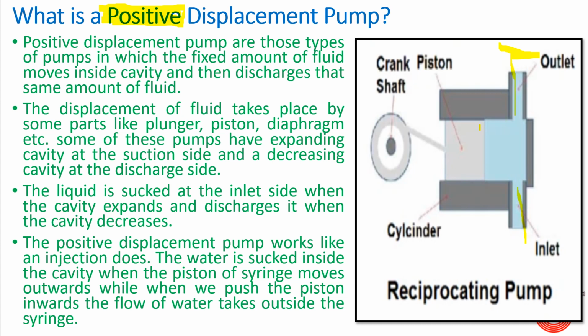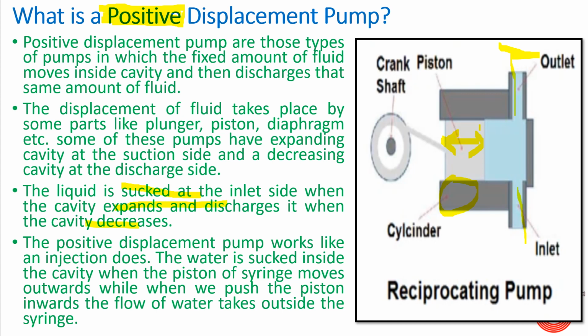So our impeller rotates, and with the help of the rotating impeller, our fluid is transported from one place to another. While in positive displacement pumps, our movement is either reciprocating, like this, or it may be rotary, like this. So guys, the liquid is sucked in at the inlet side when the cavity expands, and discharged when the cavity decreases.